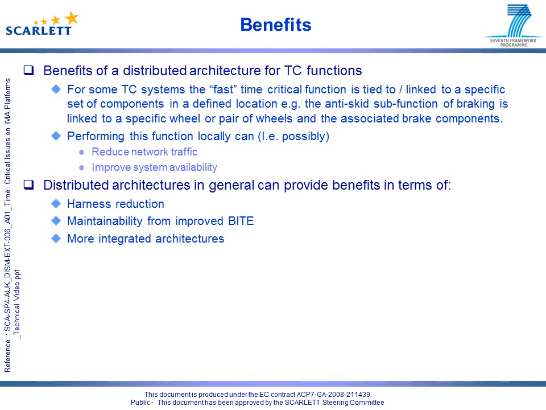Implementing a distributed architecture for TC functions can provide benefits. For some TC systems, the fast time critical function is tied or linked to a specific set of components in a defined location. For example, the anti-skid sub-function of braking is linked to a specific wheel or pair of wheels and the associated brake components.